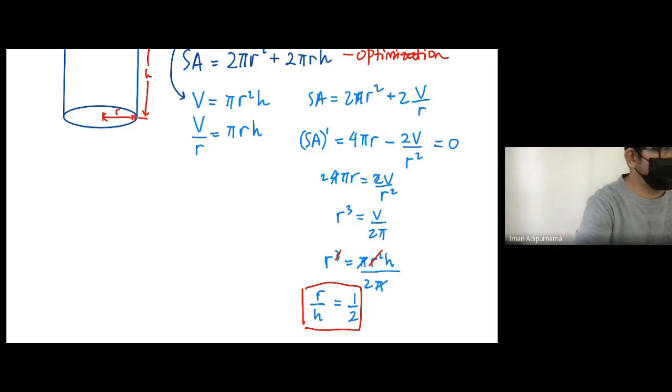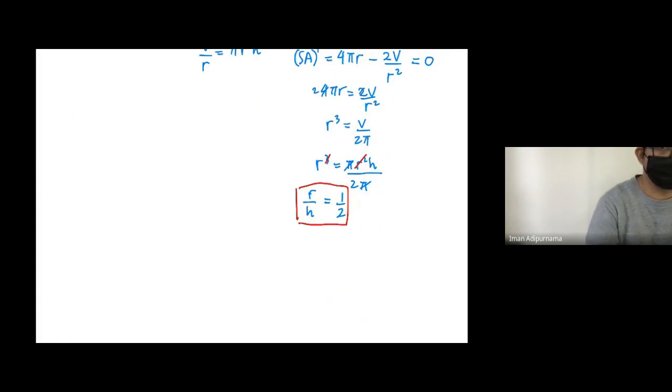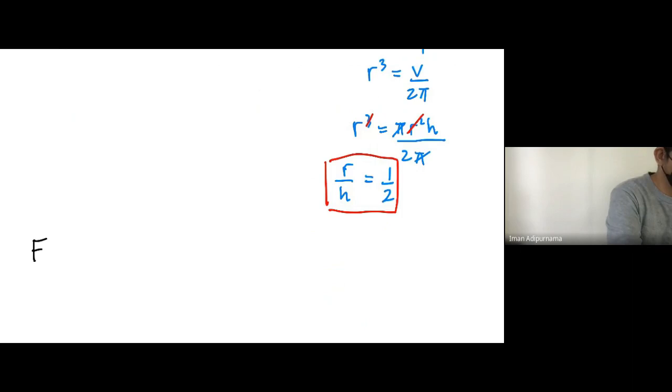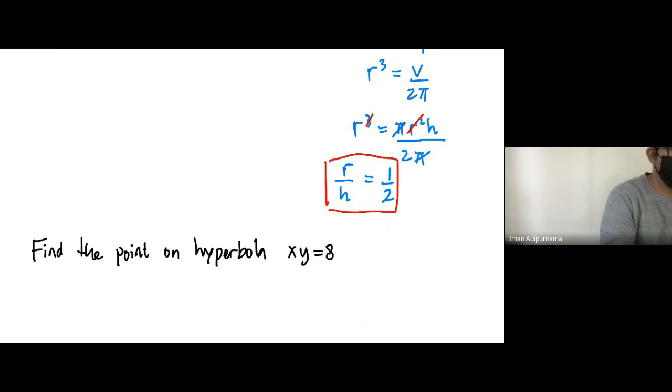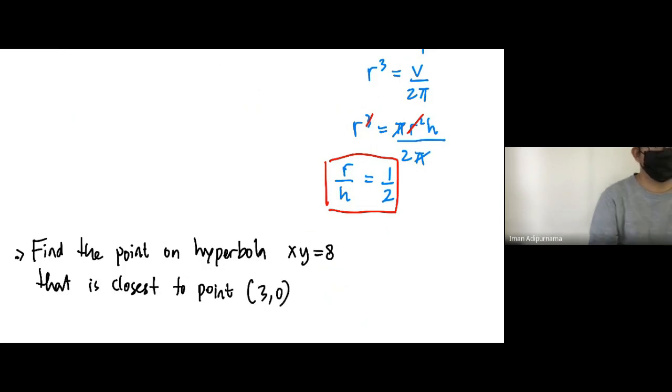Okay, let me give you one more example, but I think we will finish it next week. I will just give you the question first, okay? Find the point on the hyperbola xy equals 8 that is closest to the point (3, 0).